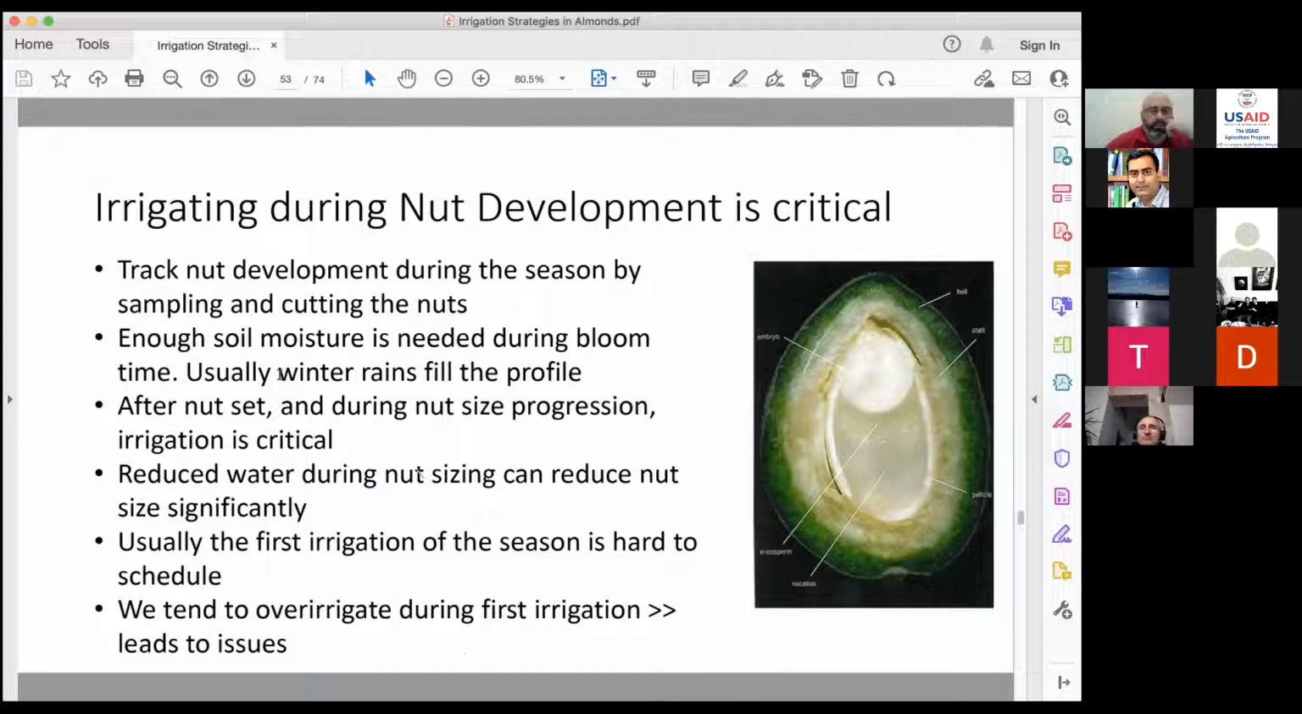We will talk about over irrigation in a few minutes. By scheduling your first irrigation really carefully, you can not only save on the amount of water that you need to apply throughout the season, but you can also improve your tree health.